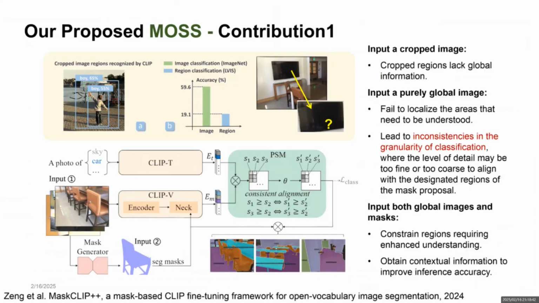As mentioned before, inputting a cropped image results in a loss of global context. Inputting a purely global image fails to localize areas that need detailed understanding. Also, this leads to inconsistencies in classification granularity, where the level of detail may be either too fine or too coarse to match the mask proposal regions. So, inputting both global images and masks, we can constrain the regions needing enhanced understanding and obtain contextual information to improve inference accuracy at the same time. The 2D mask, with its clear boundaries, plays a crucial role.